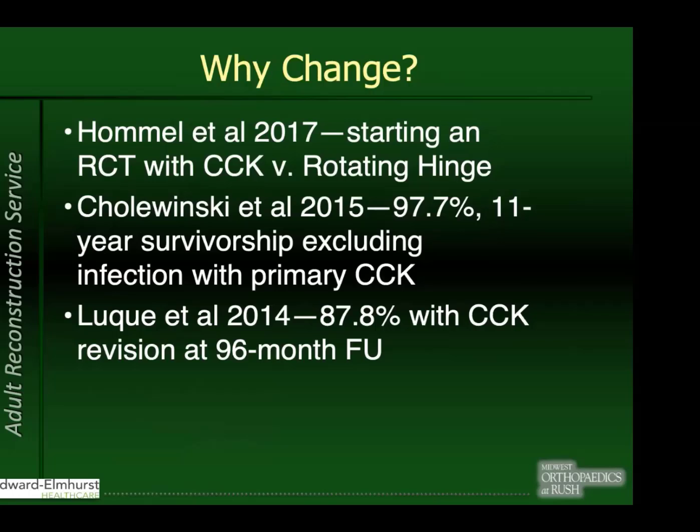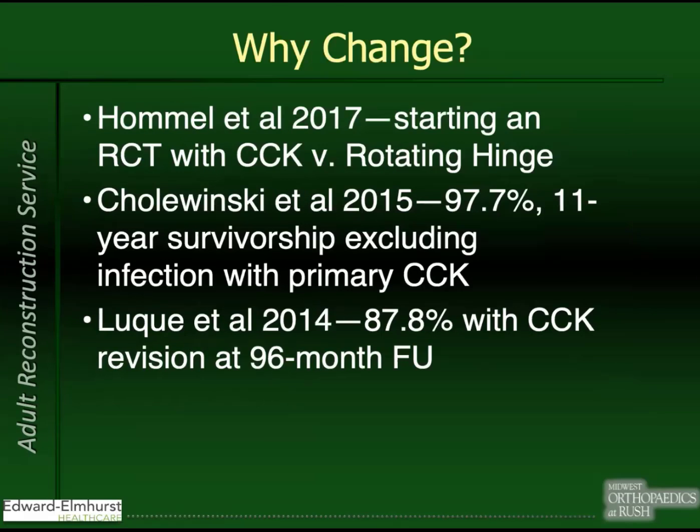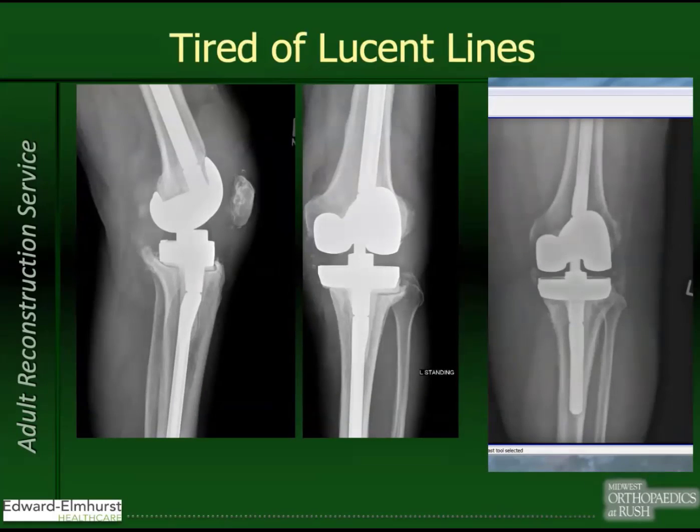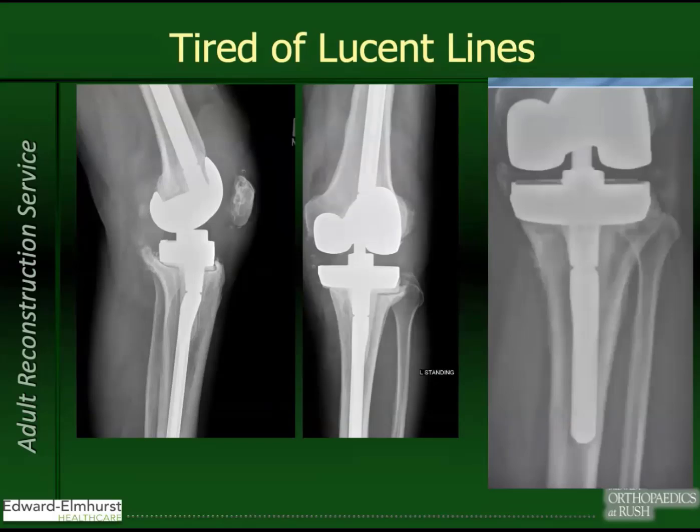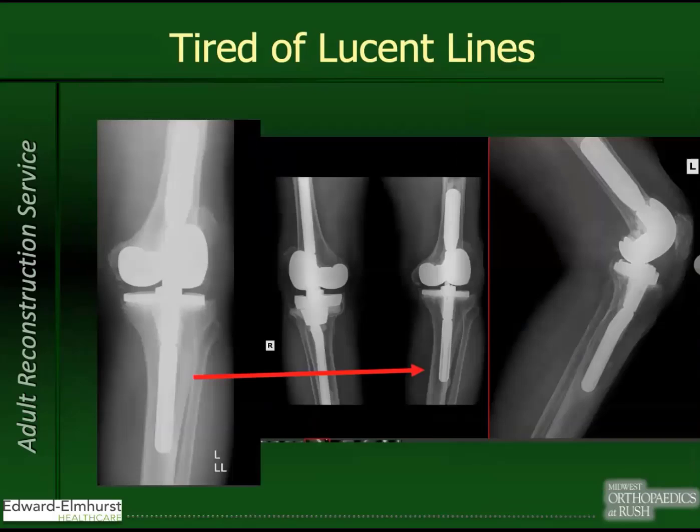When you look at the historical series, hinges have had pretty good success. CCKs have had pretty decent success. But at 10 years, we start to see some failure rates because of that added stress. And I was getting tired of these radiolucent lines that we were seeing in a reasonable number of cases, or slow migration of that tibial stem, even with pretty well fixed implants.